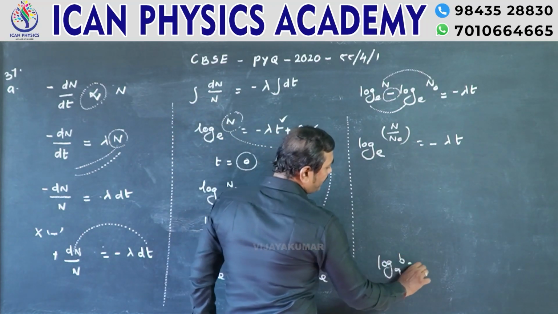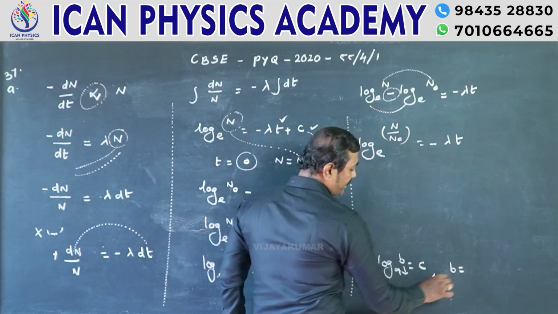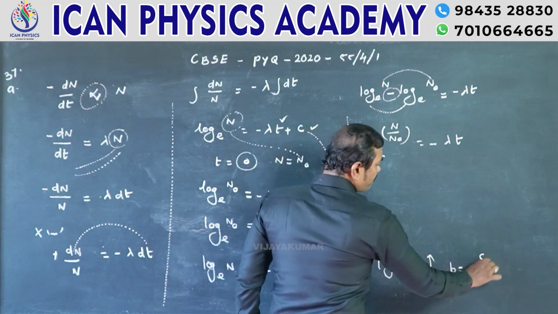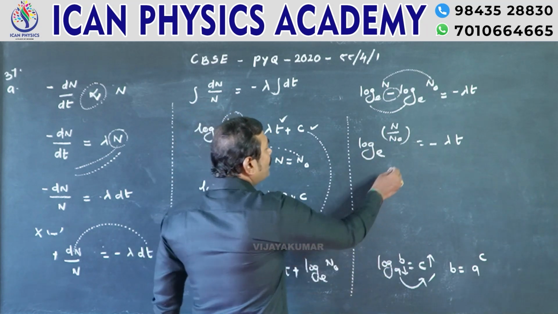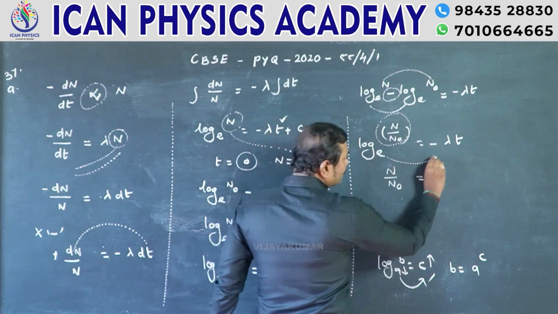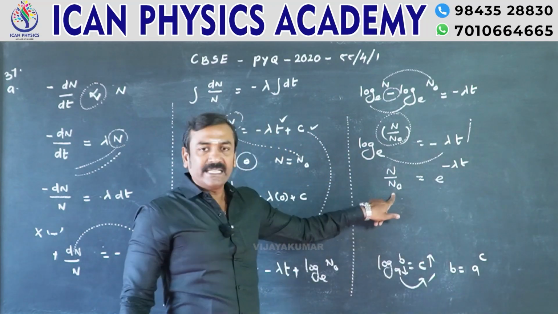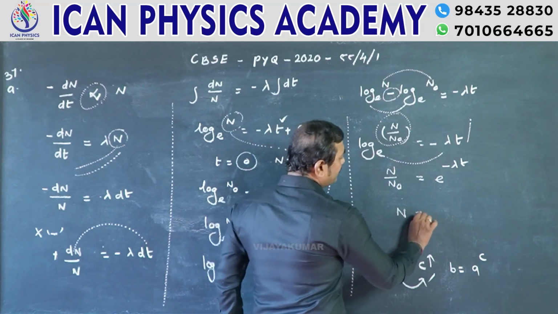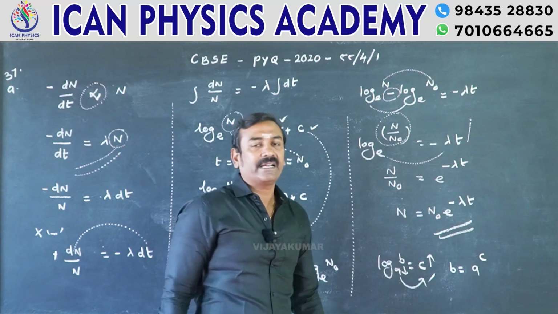Log a power b equals c is the log form. The b comes down, the a goes to the right side, so that the c goes to the power. Like that we can remember. The same method I am going to write here. So n by n naught, the e goes to the right side, and now it goes to the power. The division n naught goes to the right side as multiplication, so that n equals n naught e power minus lambda t. So this is the required formula.